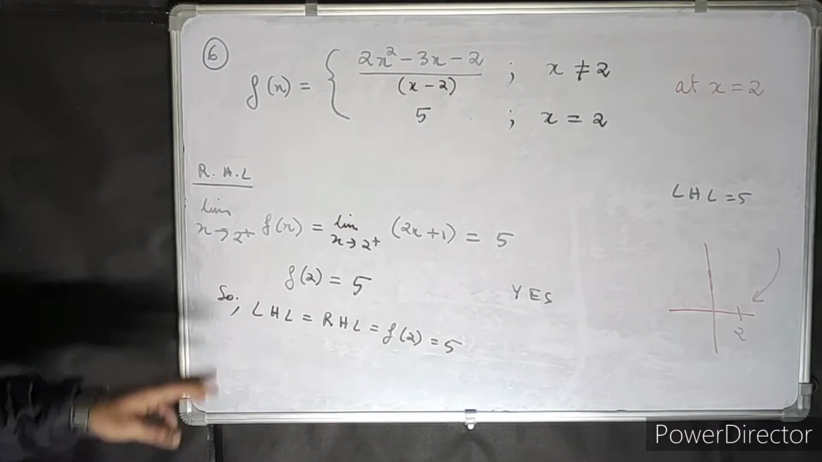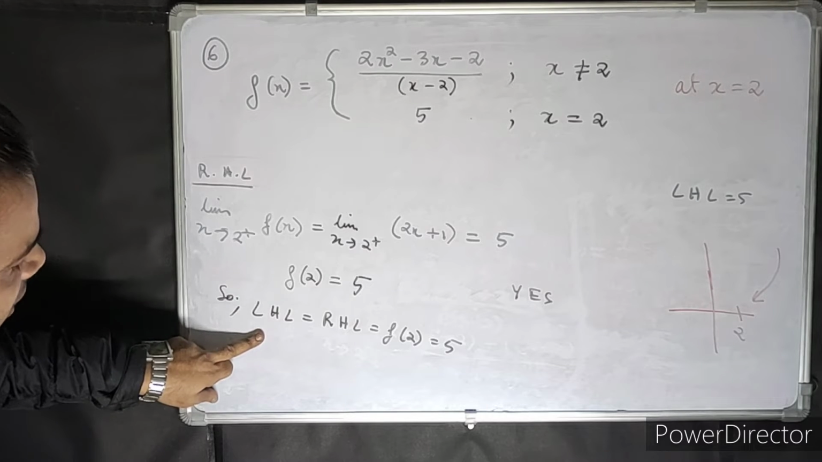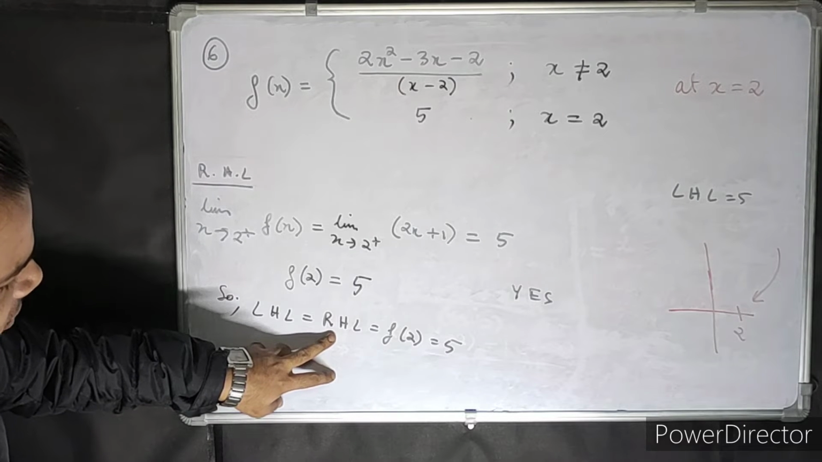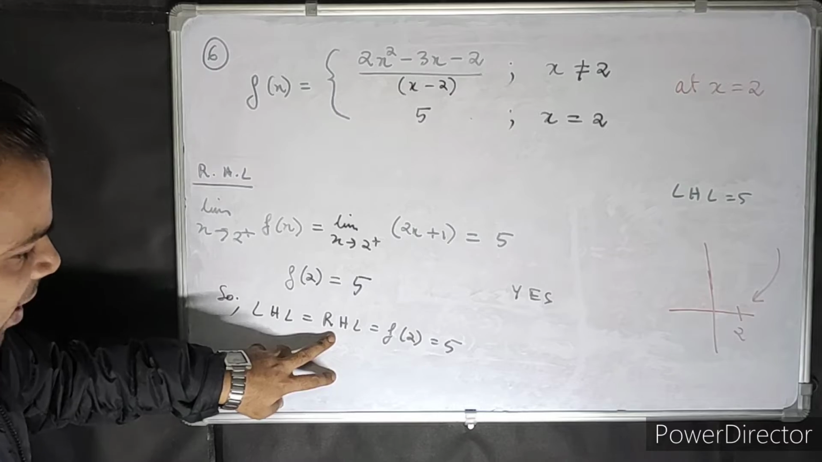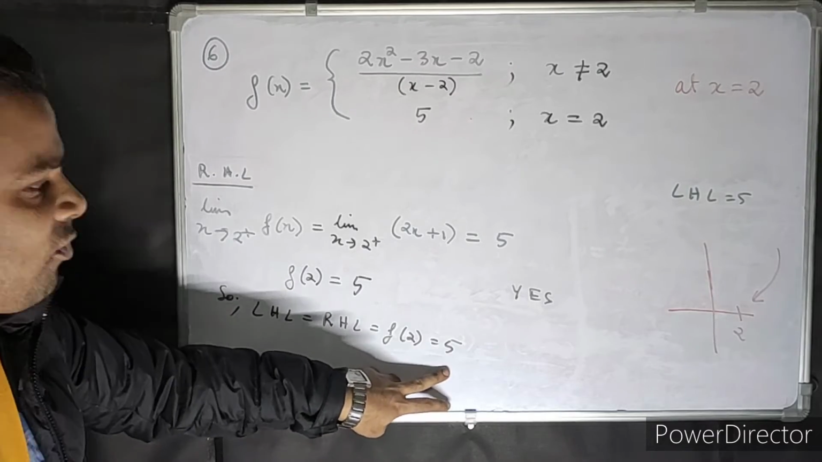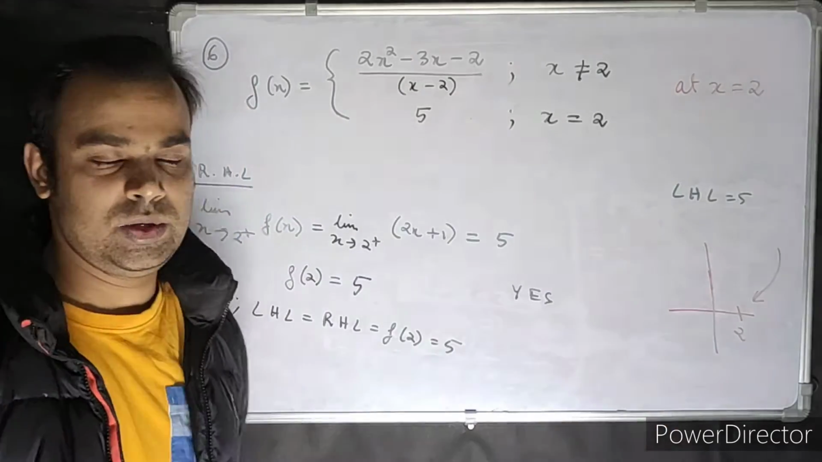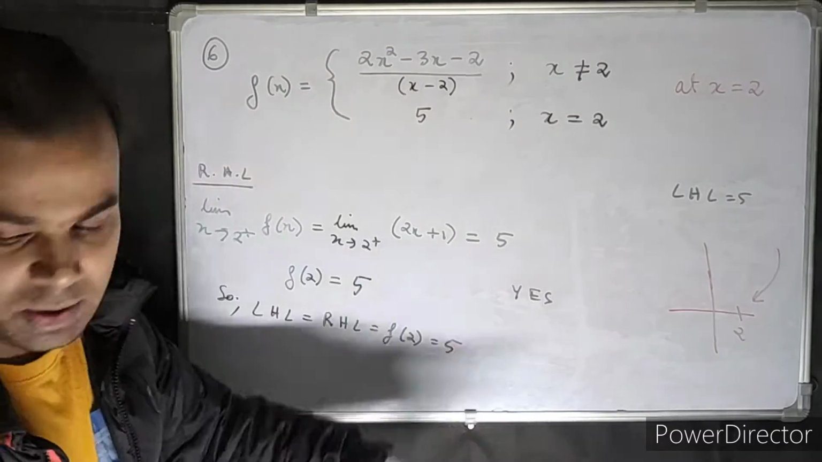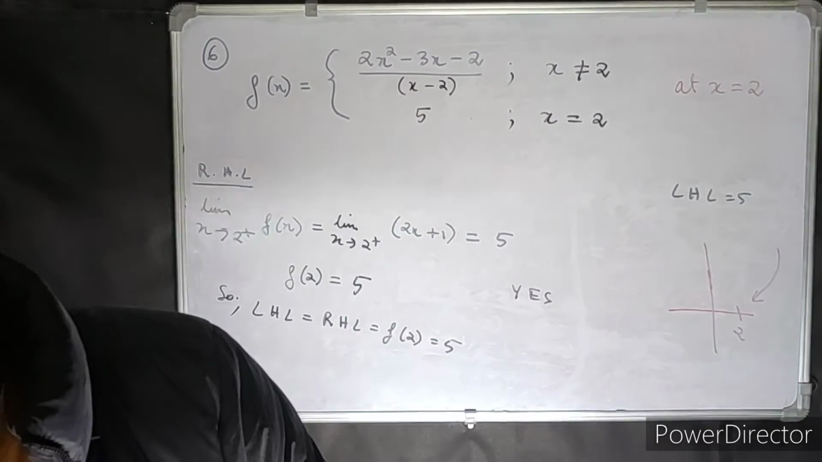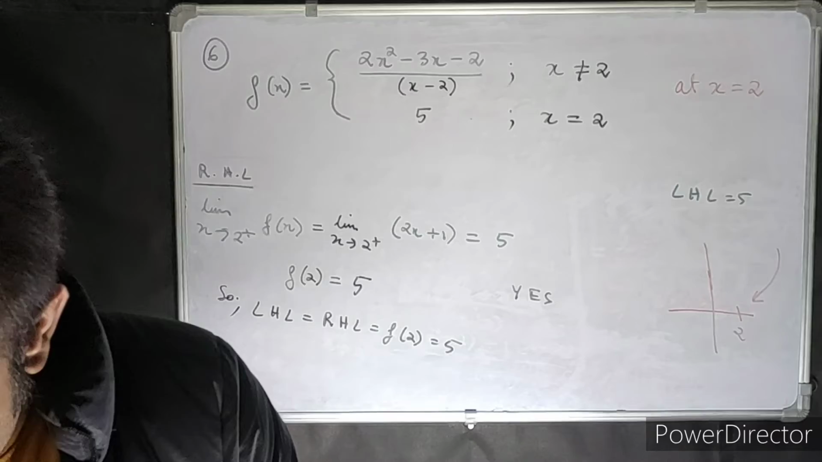You have to write properly. You have to write limit of x tends to 2 negative equal to limit of x tends to 2 positive f of x is equal to f of 2 is equal to 5. Hence the function is continuous. You have to write properly. Don't write like me, because my marker is finishing, so that's the reason why I'm writing in short.